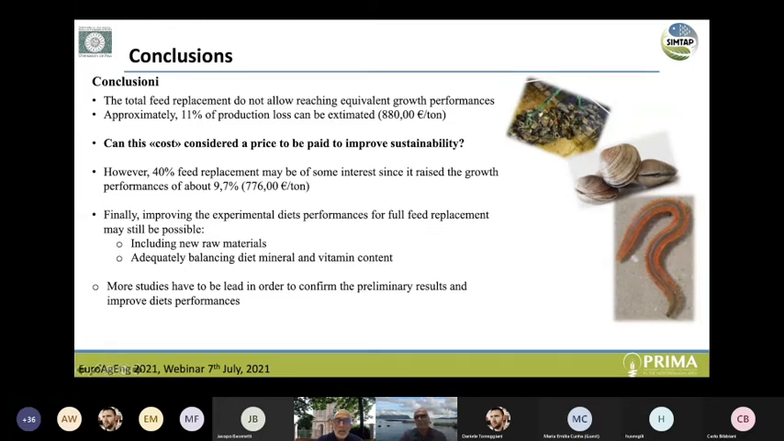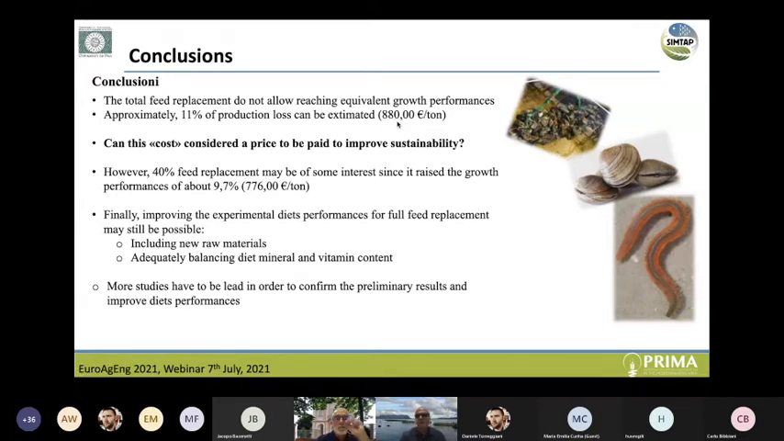So I realized that when we use these experimental diets, fresh diets, let's say, with the mussels, polychaetes, and clams, approximately we observed a loss of production of 11%, which, considering the price of the sea bream in the market, I mean the price for producers, which is 80 euro per kilo, means 880 euro per ton of fish produced.